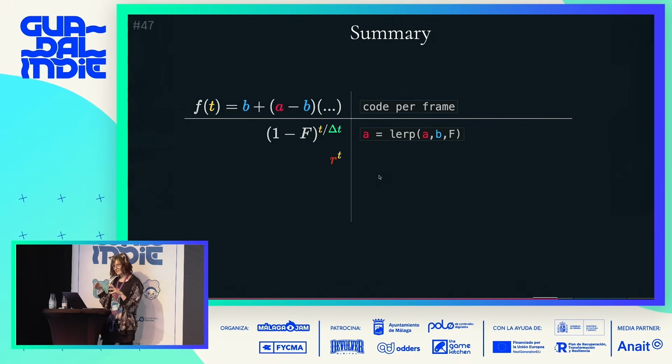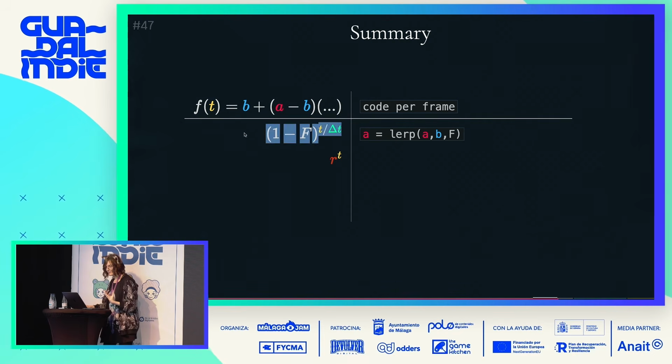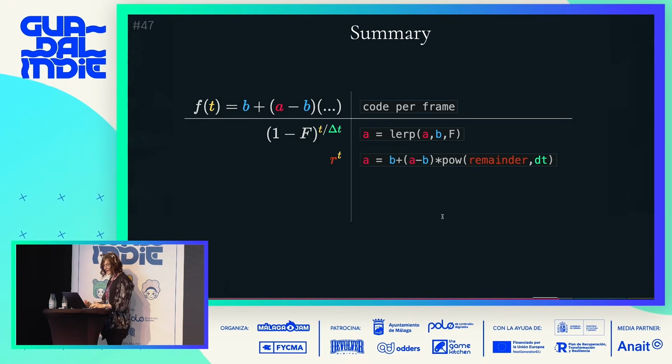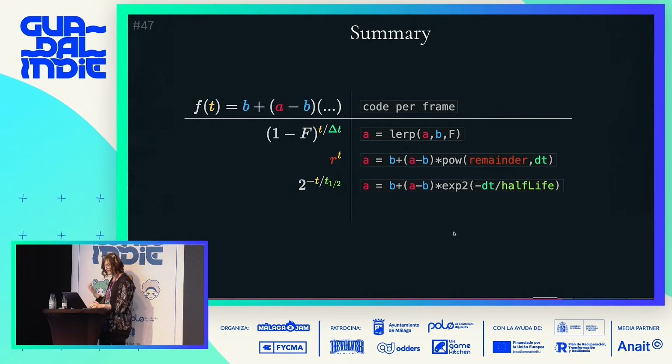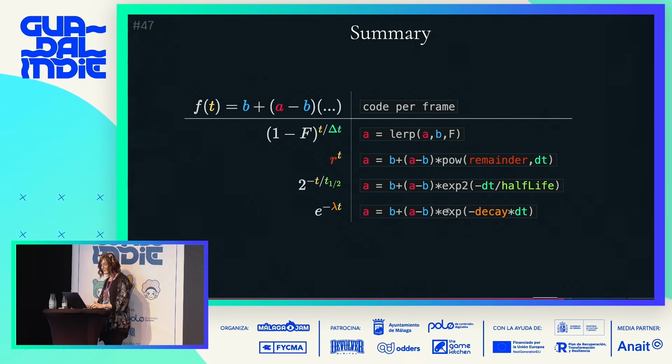But then we worked out that we could use another function. Instead of using all of this, we could replace it with r to the power of time, and we could write that in code as this whole thing. And now that we know that we can swap out the bases and use different ways of expressing this, there are actually alternate solutions that you can also use. If you want to use half-life, you can do 2 to the power of negative time over half-life, and that's that in code. You can also use the exponential decay constant, so you can use e to the power of negative decay times time. And this is what that looks like in code.